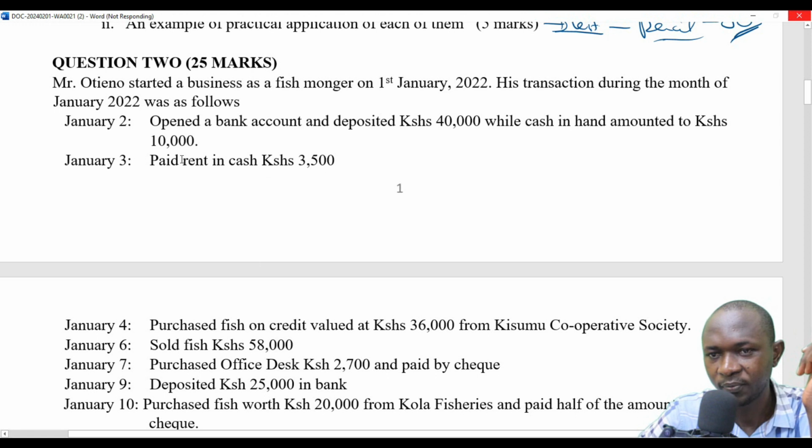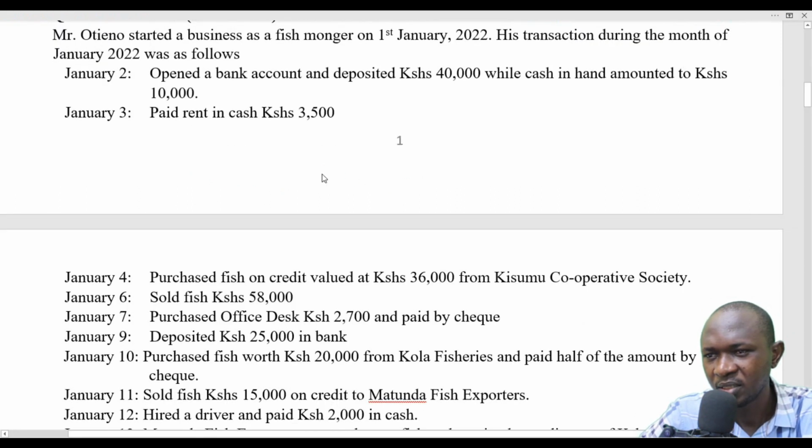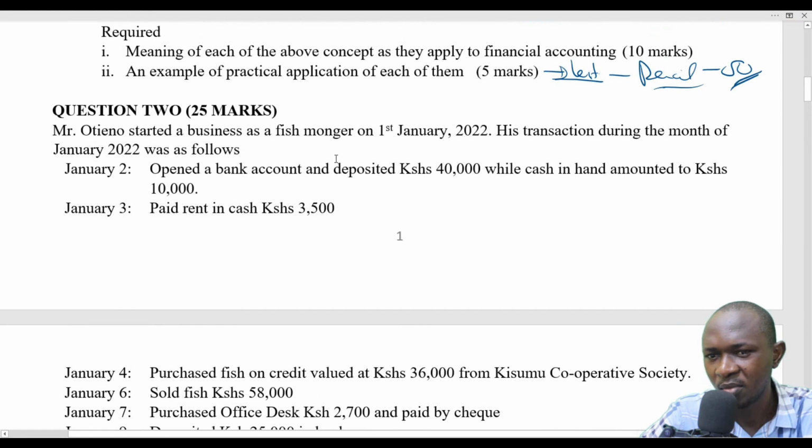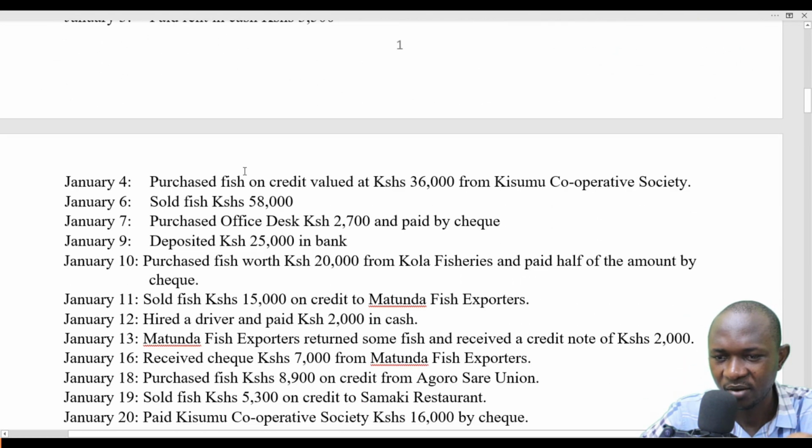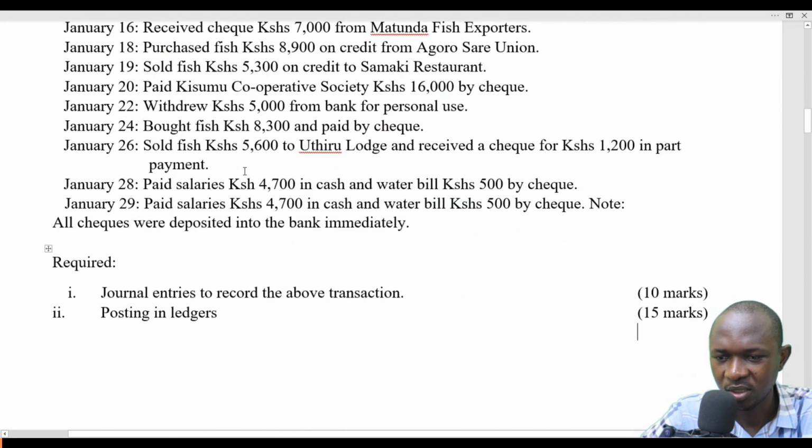Welcome, class. We are going to look at question 2 of this paper. I told you these are university papers. Mr. Otieno started a business as a fishmonger on 1st January 2022. His transactions during the month of January 2022 were as follows, from January 2nd, 3rd, 4th, all the way to January 29th.